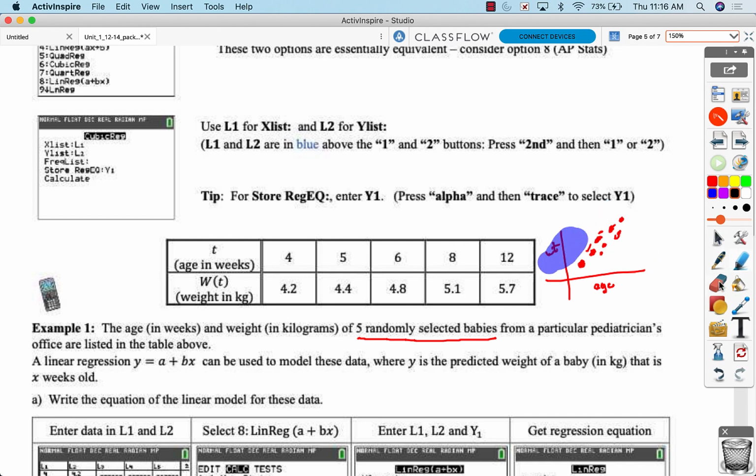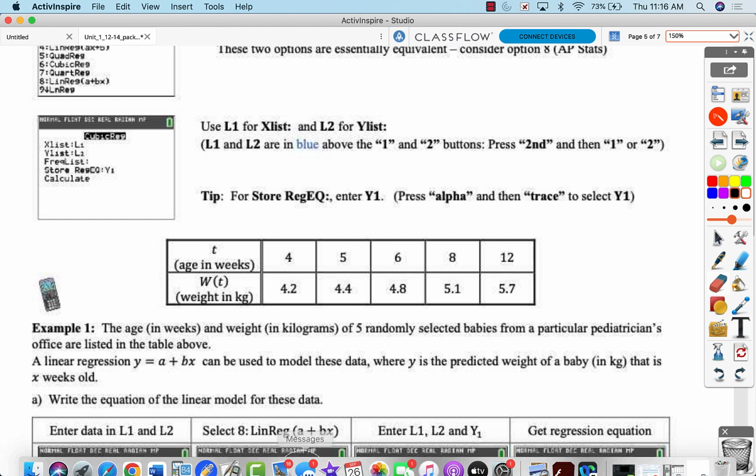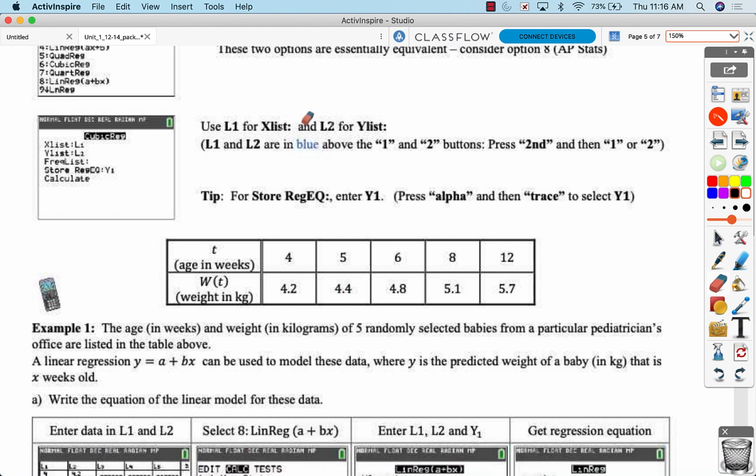So what can we do? We could put the data in our calculator and have the computer build the equation. If it follows a linear trend, that means the dots are raising at the same rate. The slopes are relatively the same, so for every 1 week, the weight's increasing roughly the same. So this line goes through it, and this is a linear equation.